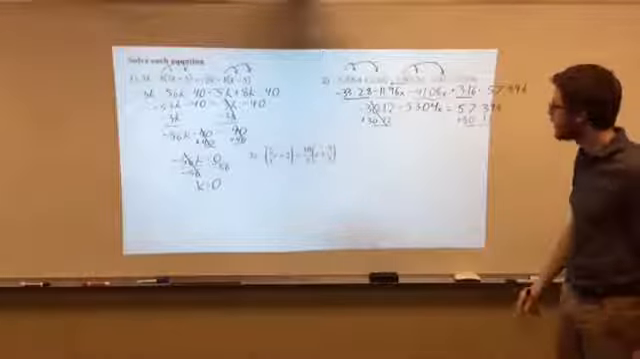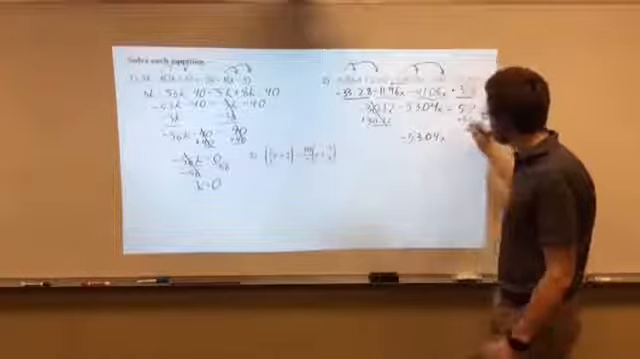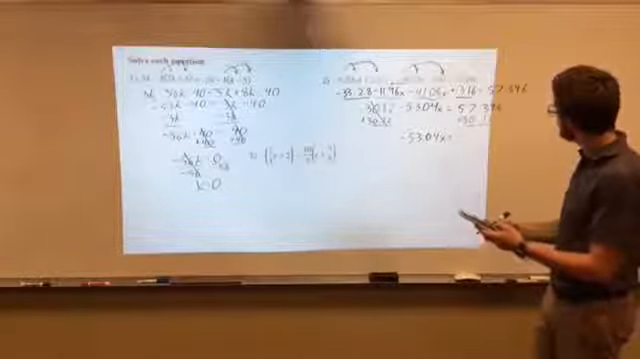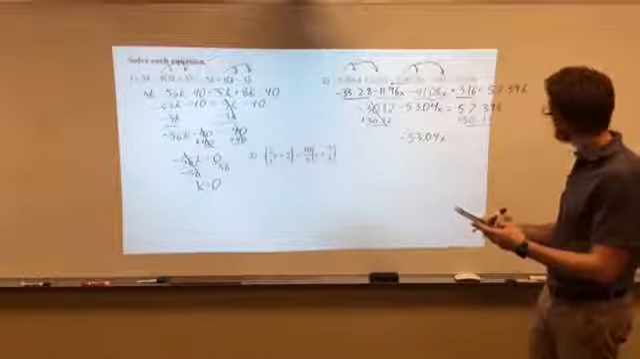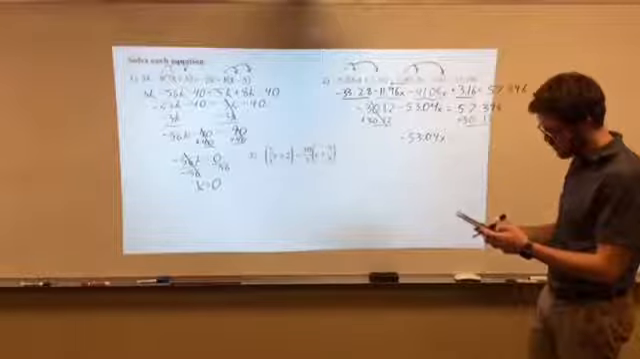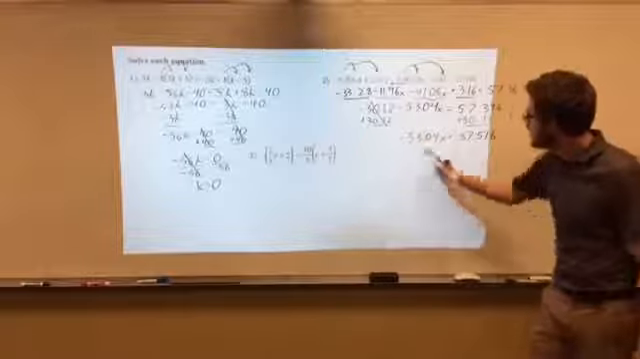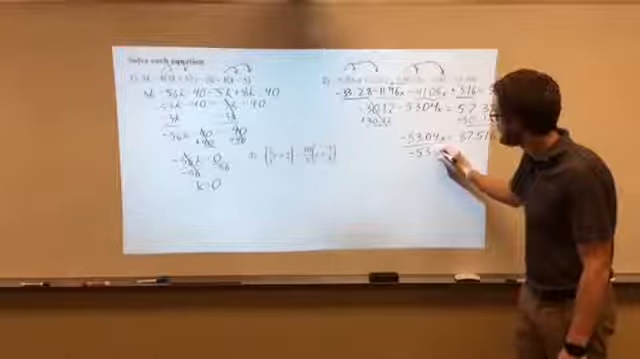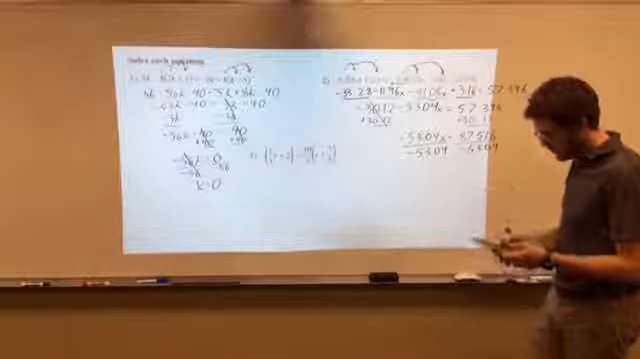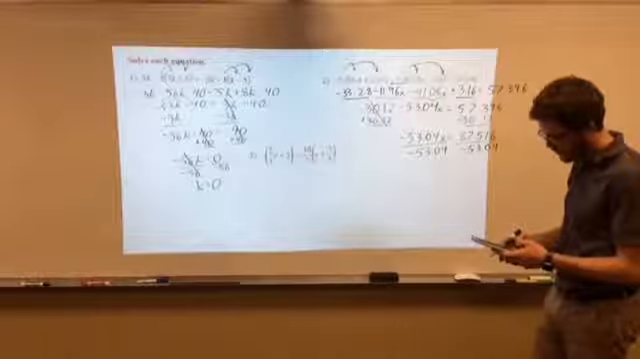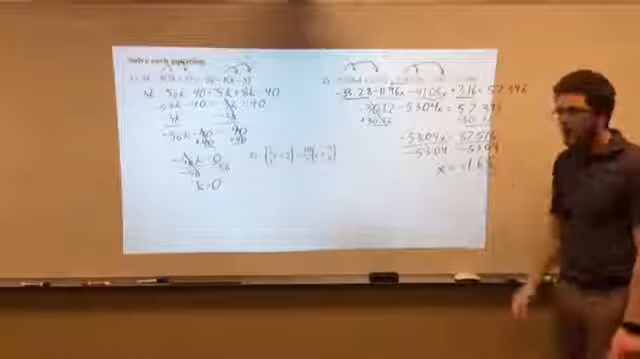We want to add 30.12 to both sides to get our term with x by itself, and we're left with negative 53.04x equals 30.12 plus 87.516. When we divide both sides by a negative 53.04, a positive divided by a negative gives us a negative 1.65.